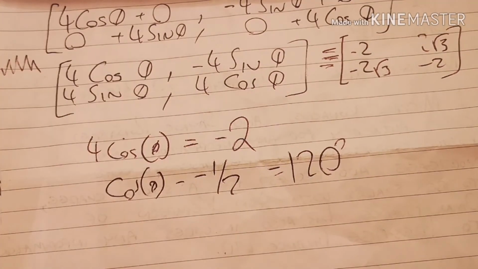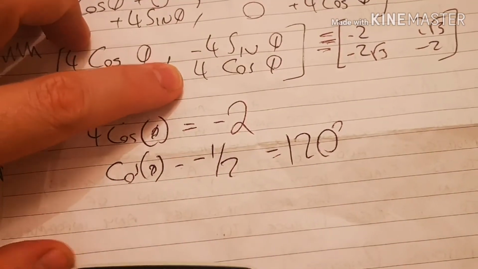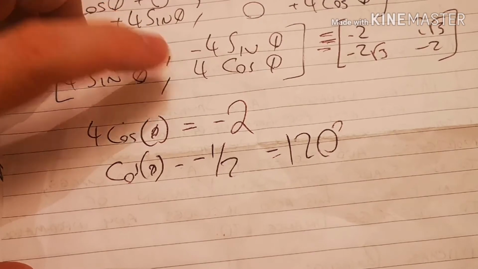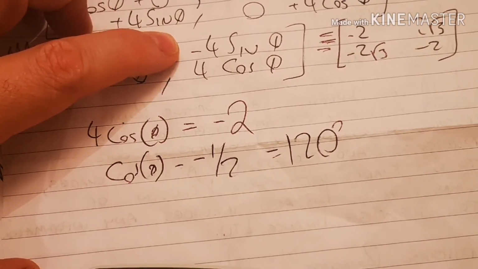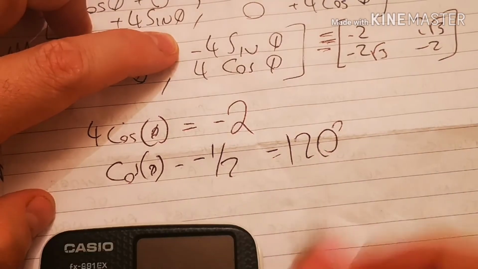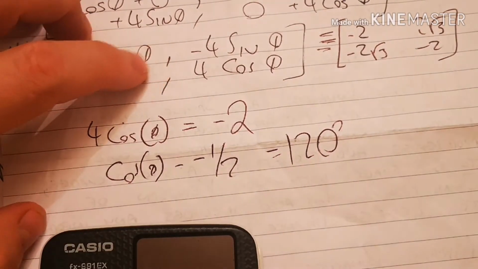It's always good to check this. So let's check it with this one here, because that's a little bit different. Minus 4 times sine 120, and minus 2 root 3. Minus 2 root 3.